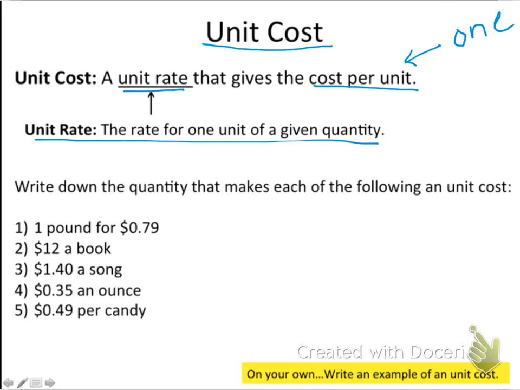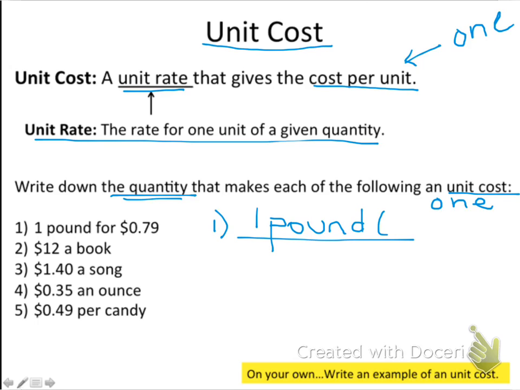What you're going to do is down here on your page you have 5 blanks. You're going to write down the quantity that makes each of the following a unit cost. For example, for the first one, 1 pound for 79 cents. The quantity that makes it a unit cost, unit being 1, is 1 pound. So on my page, I would write 1 pound. And if you didn't want to write pound, you could just write LB for pound. Do the other 4 by yourself.